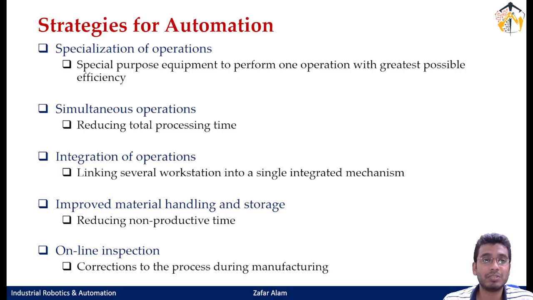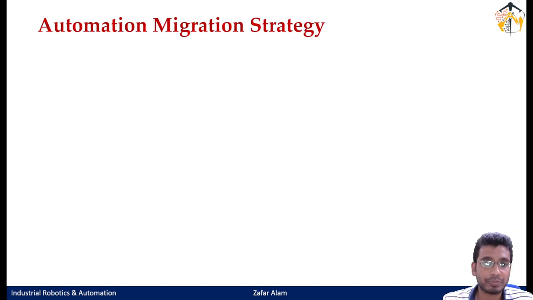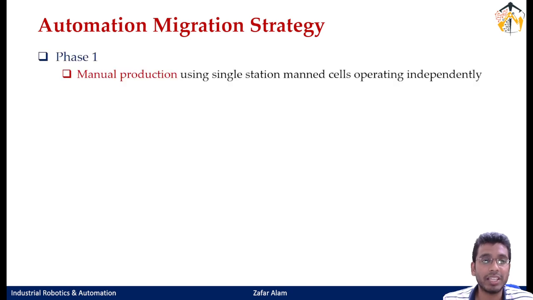Then again, if you add to that your online inspection, this generally comes when you talk about manufacturing, where you can propose some corrections if you can monitor your products or the quality of your products online. Then finally, in today's topic, we are going to go for what should be your automation migration strategy.